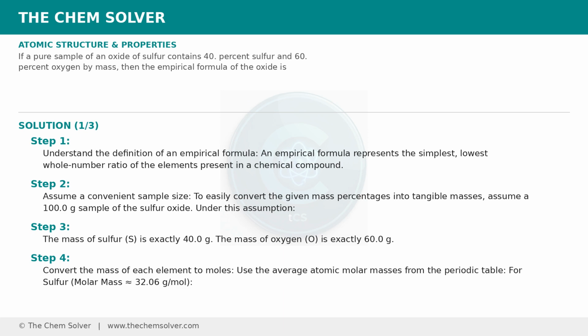Under this assumption, the mass of sulfur, S, is exactly 40.0 grams. The mass of oxygen, O, is exactly 60.0 grams.